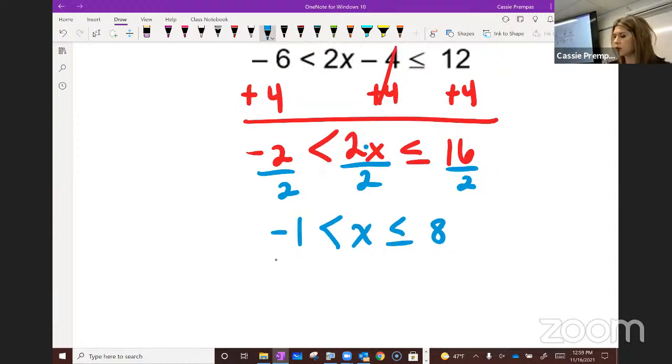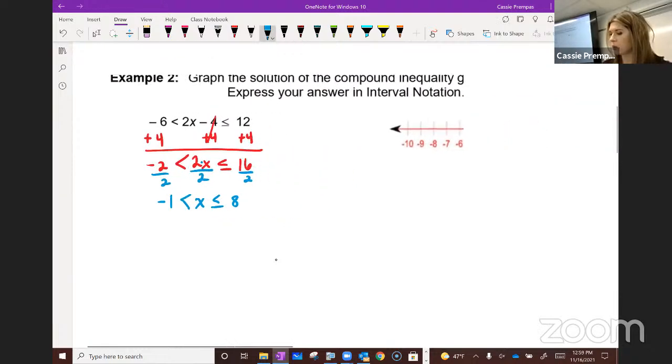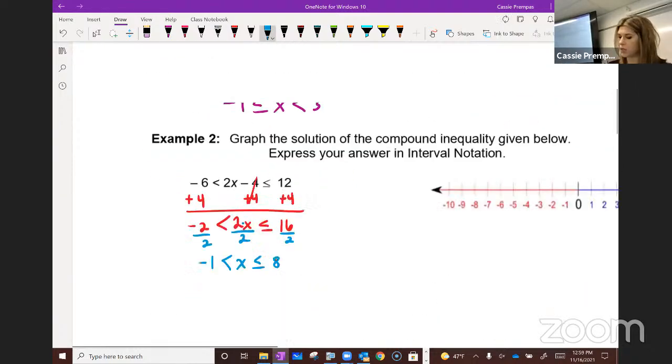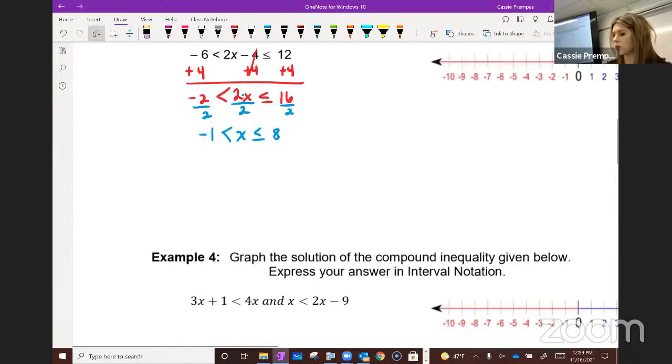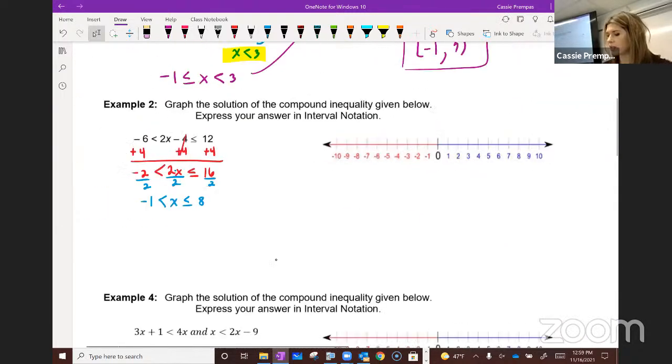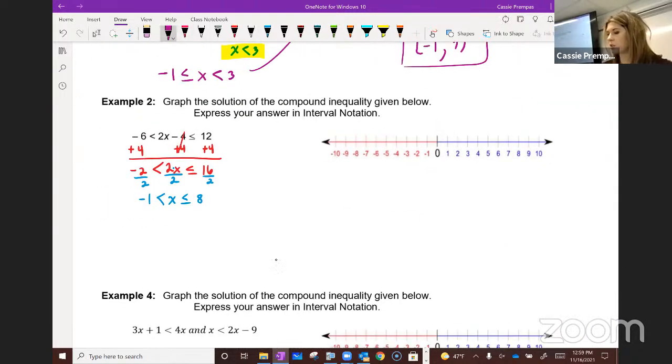So as I'm considering what values would make this inequality true, or really there's 2 inequalities here, where would I start in plotting values? -1, would I have an open circle or a closed circle? Open, good. And then where should the values go up to? 8, good. Should I have a closed circle or an open circle? Closed, nice.